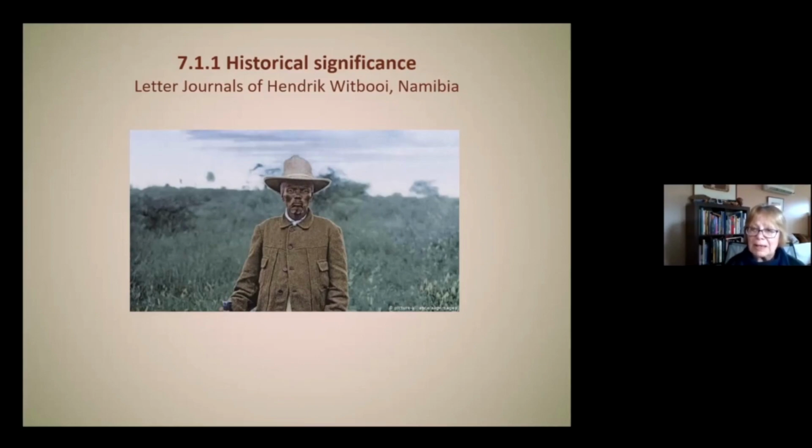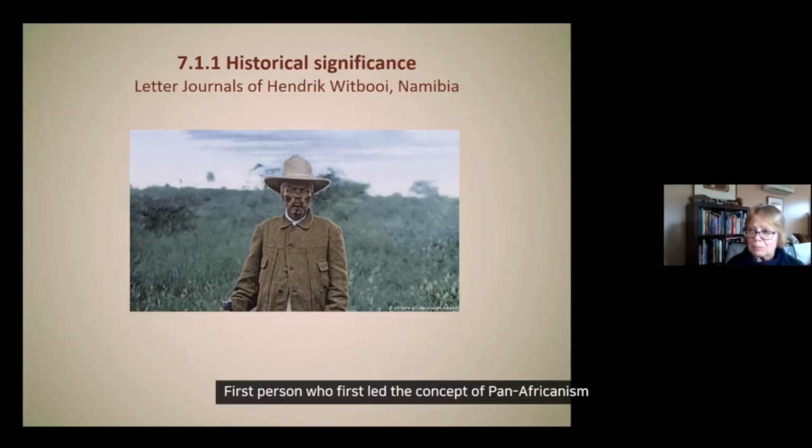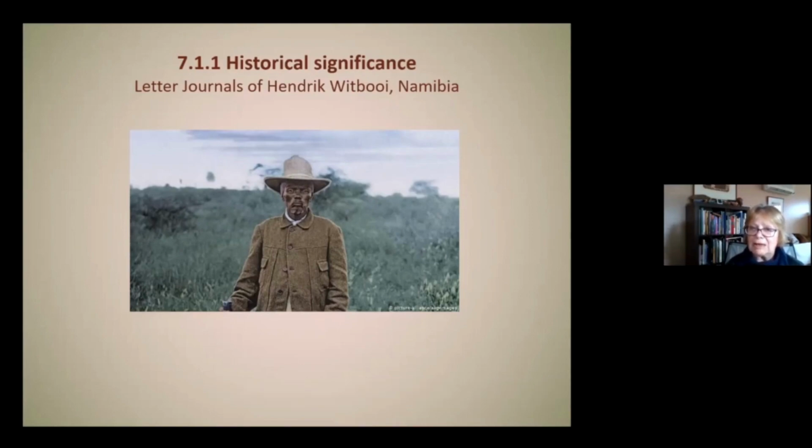So this man was the first person to really develop the concept of Pan-Africanism. A very key figure. His letters and journals are held in the National Archives of Namibia in Windhoek. And I've been privileged to go there and see them, as some other of my colleagues who'll be with you in this workshop have as well. So he's a leading figure in history.